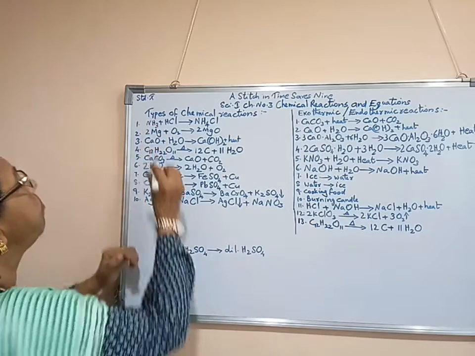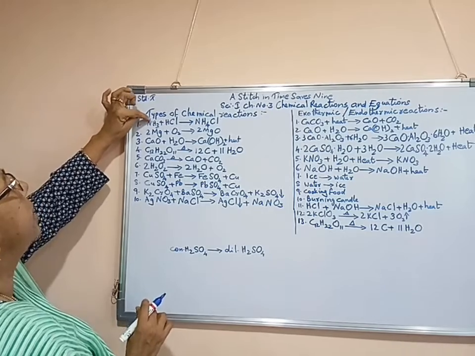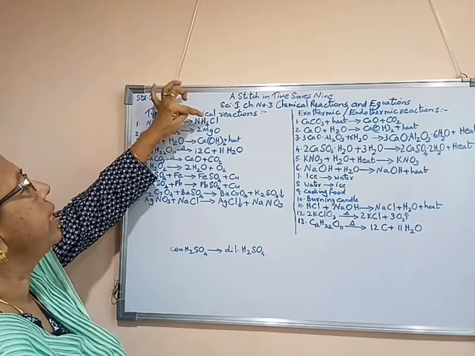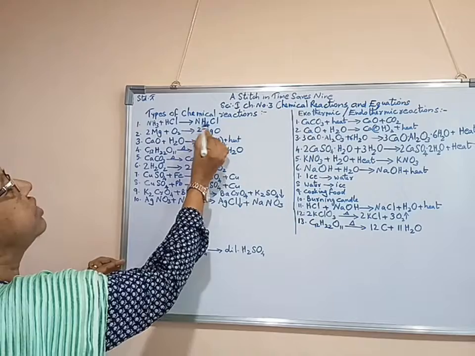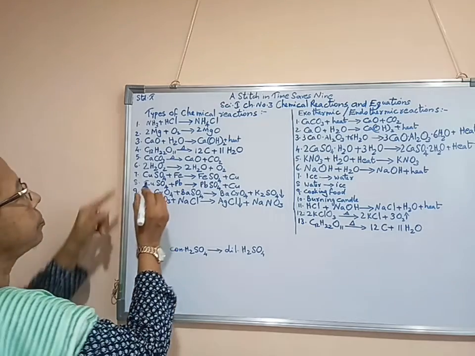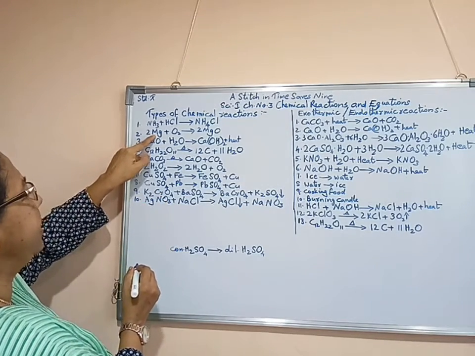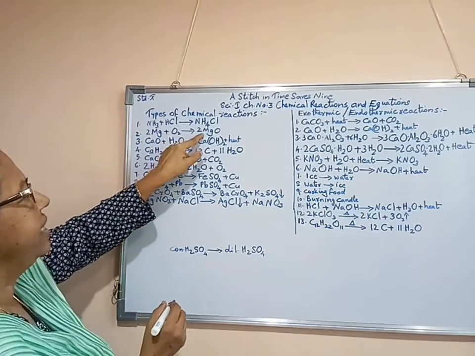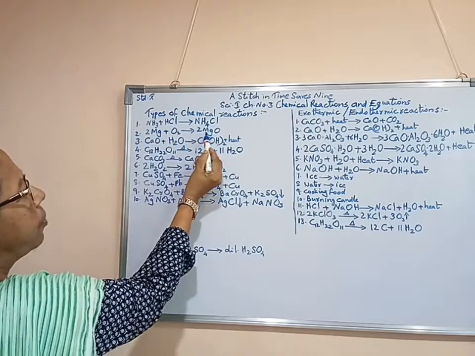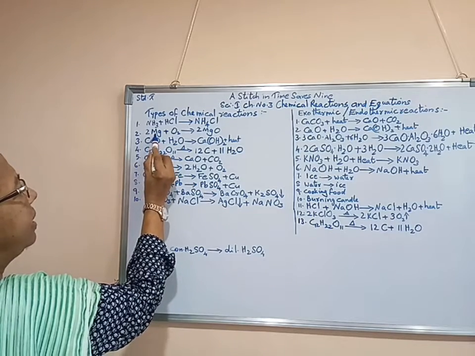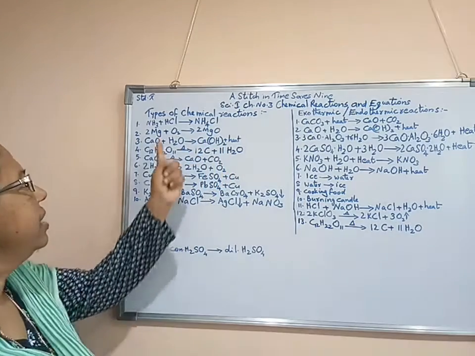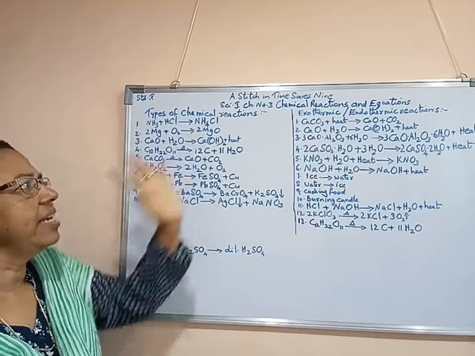Here are a few examples I have written. NH3, that means ammonia, reacts with HCl, that is hydrochloric acid. As a result, ammonium chloride, a single product, is formed. Then we can say this reaction is known as combination reaction. Second example, here magnesium reacts with oxygen. Magnesium oxide is formed. Here 2 reactants combine together and a single product is formed. Then we can say this is an example of combination reaction.